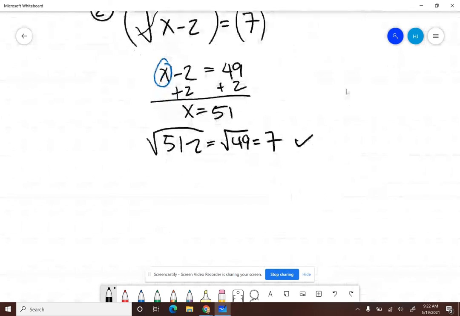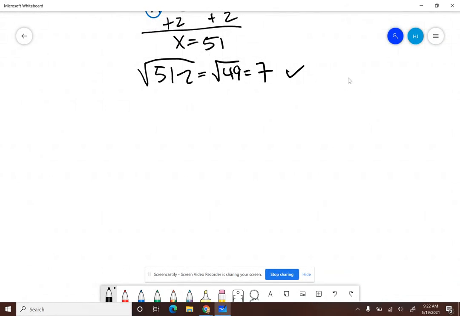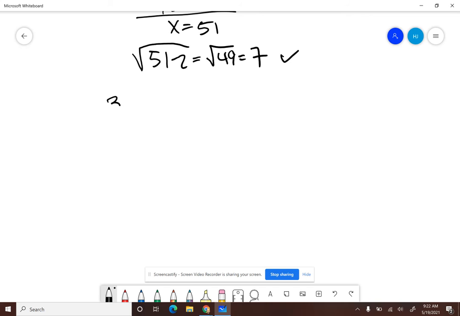So let's take it up one more step. Actually, I've got 3 more problems we're going to do. Number 3 is 5 times the square root of x equals 30.